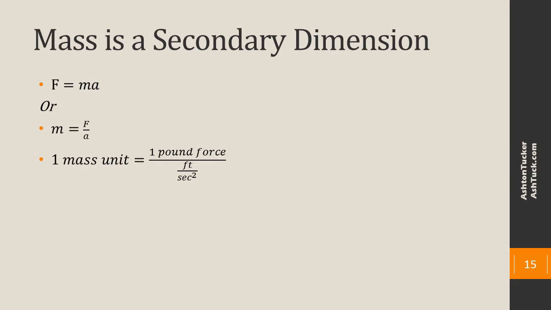So now we need to come up with a clever name for the unit of mass. I know, let's call it the slug. Really, that's what it's called. It's a slug. So 1 slug is equal to 1 pound force divided by a foot per second squared. I bet the English engineering system can do much better than that.